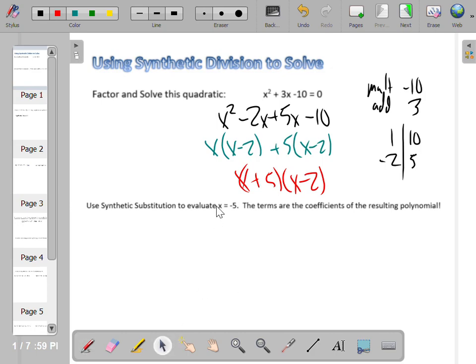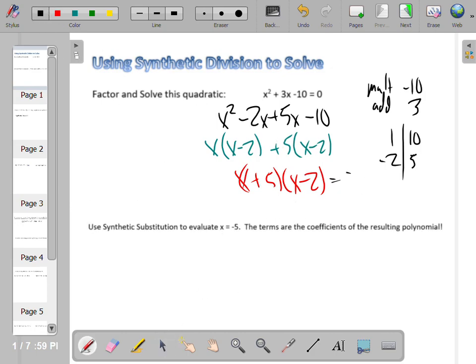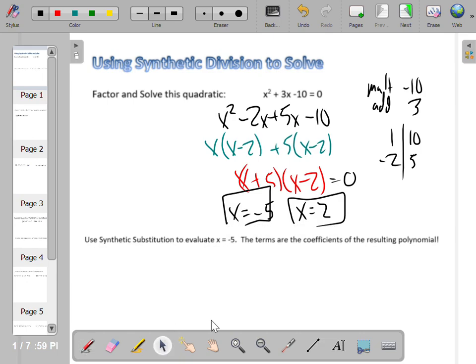That's factored. It does say solve. So if I want to solve, I'm going to set it equal to 0 and say x equals. This factor equals 0 at negative 5, and this factor equals 0 at 2. So the x-intercepts are at negative 5 and positive 2 when you solve by factoring.